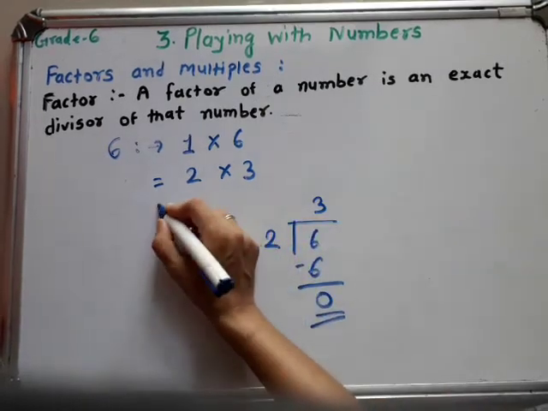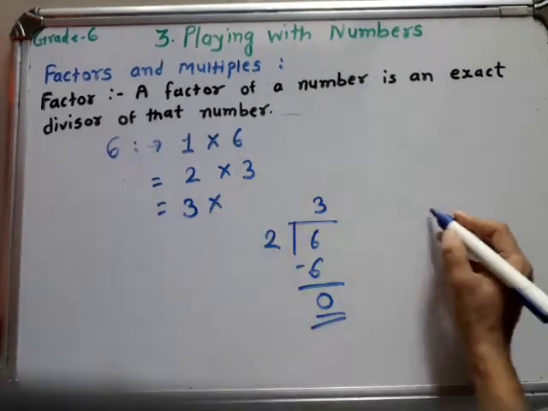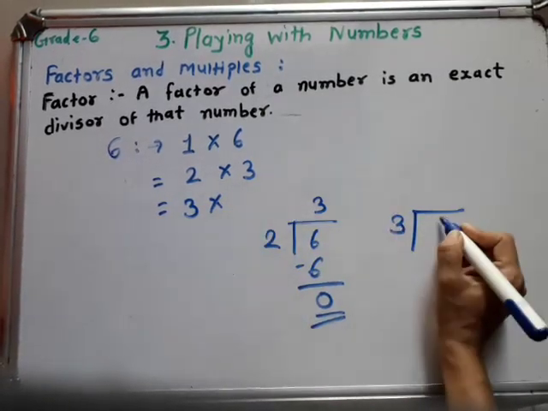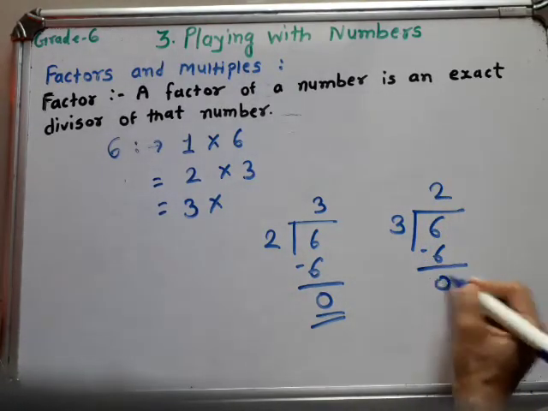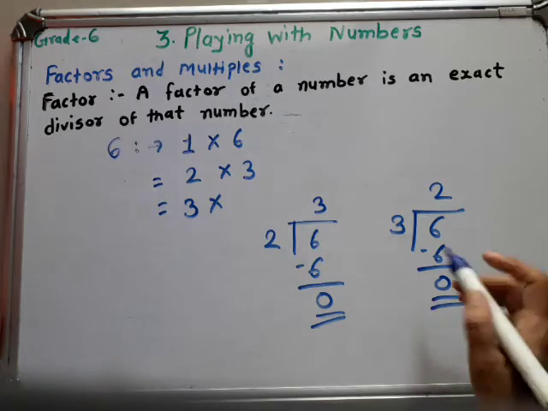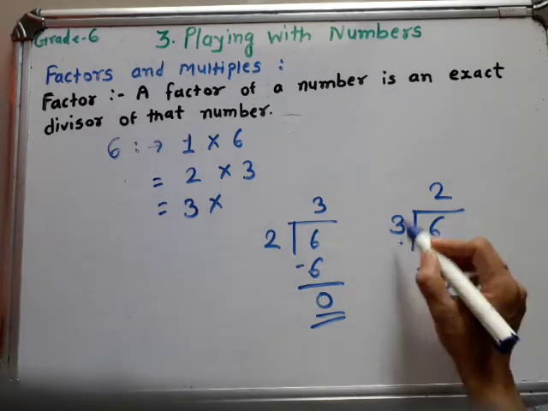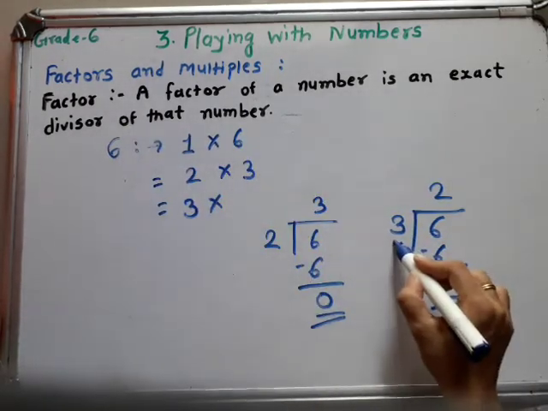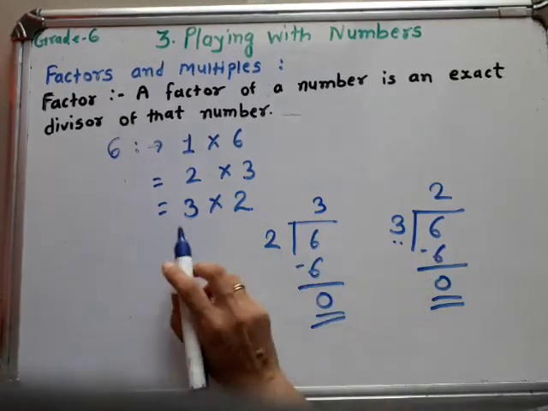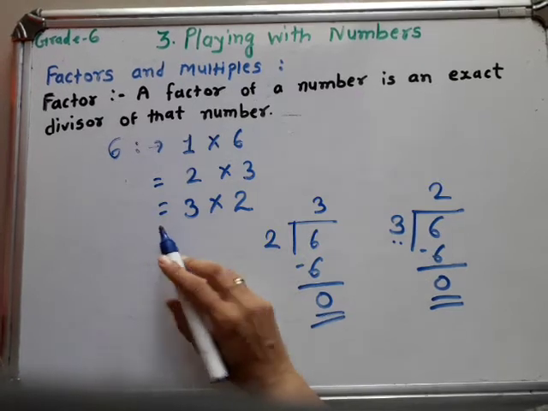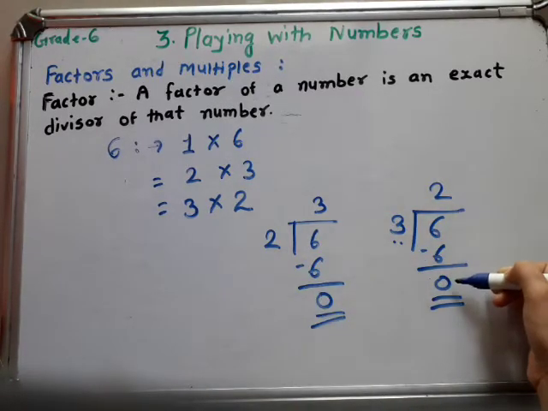Now we take the table of 3. 6 divided by 3. 3 2s are 6. Again we get remainder 0. Means 3 is an exact divisor of that number. So again 3 is a factor of 6. Here 2 is the quotient and 0 is the remainder.